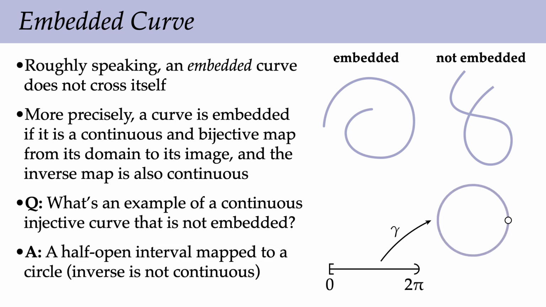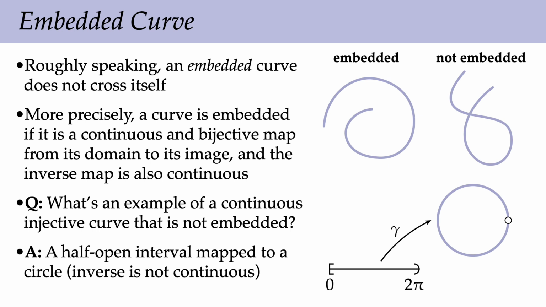So here we have a half-open interval mapped to the circle in the usual way. Right? I map s to cosine s, sine s. This is a continuous map from the interval to the circle. And it's injective. It's 1-to-1, right? For every point on the interval, I have a point in the plane. For every image point in the plane, there's only one point on the interval that got mapped to it.